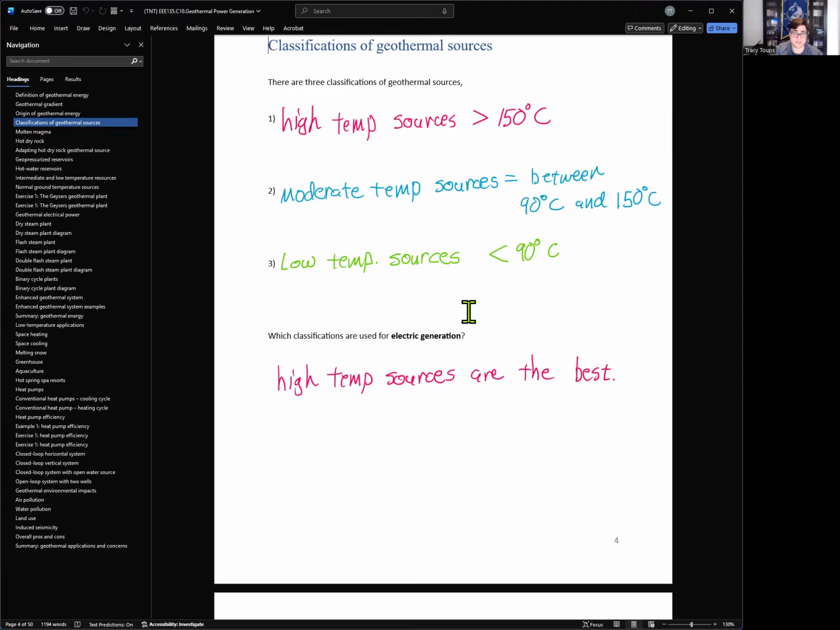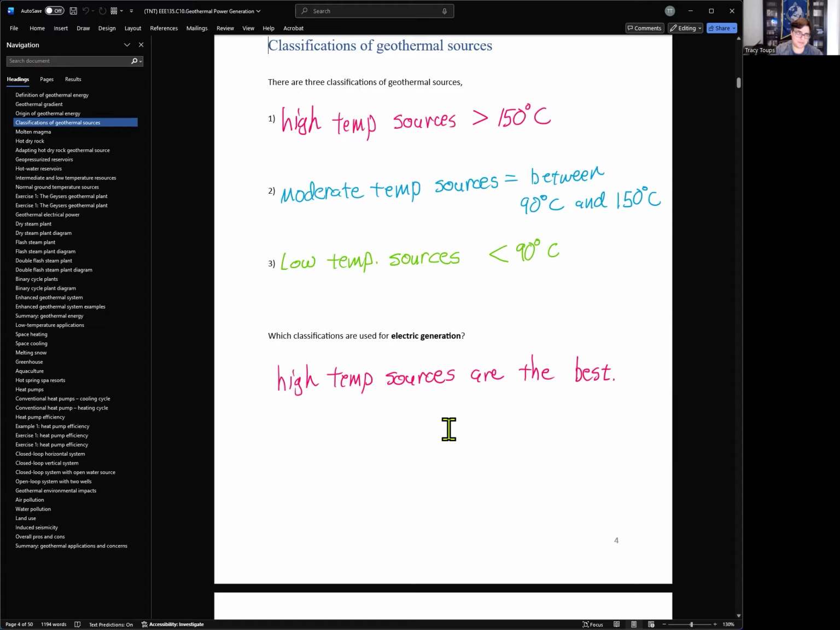Now, remember, 100 degrees Celsius is where we boil water. So 150 definitely means whatever water we put in there will turn into steam. Moderate temperature is kind of, you're almost at the cusp, depends on what type you have. Low temperature definitely means that you cannot create steam because it's not 100 degrees Celsius. The water won't boil. And that's a very big key part because we cannot use a steam generation plant to make electricity with a low temperature source. Okay.